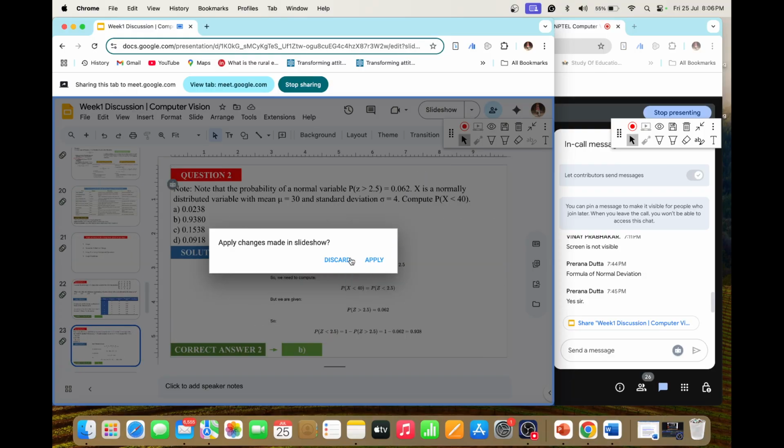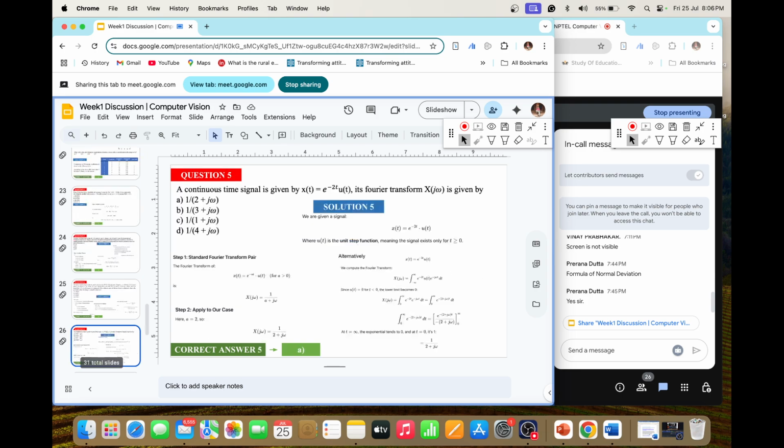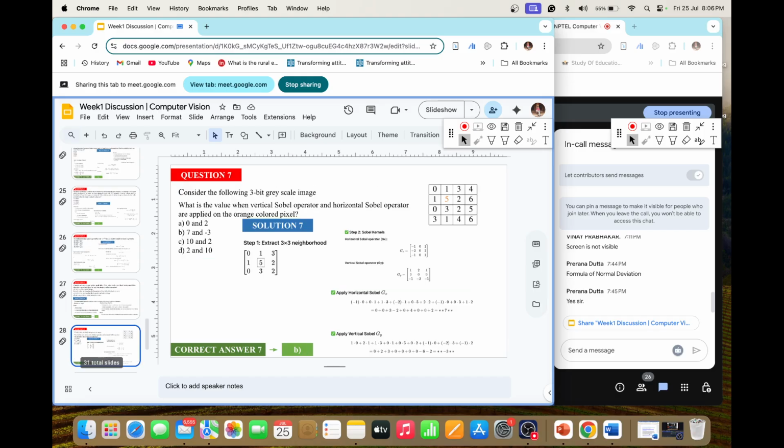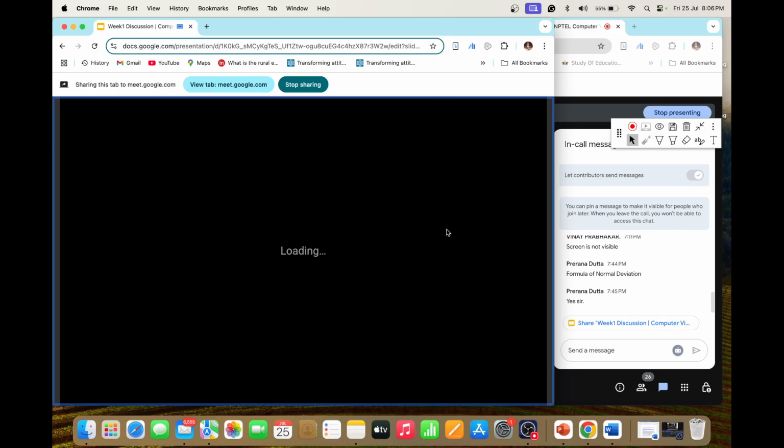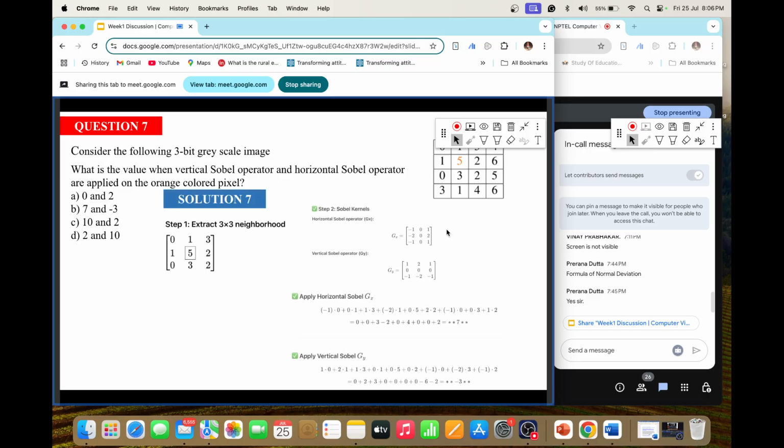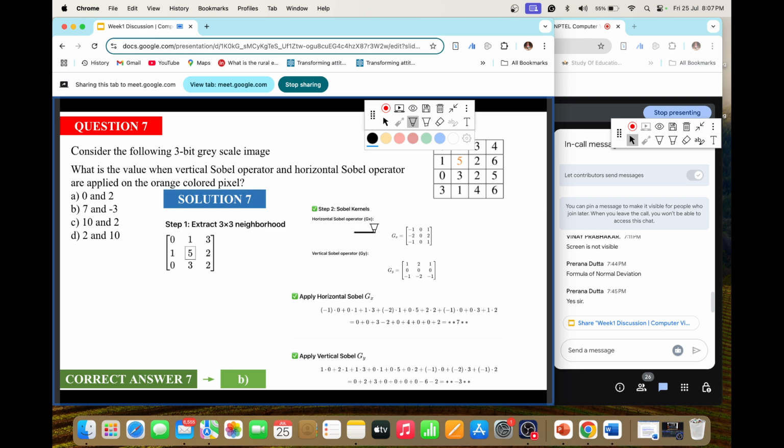So we were at this position. How will we approach the question? Very simple. First we extract the neighborhood of 5 as a 3 cross 3 region, because Sobel as well as Prewitt only give 3 cross 3 filters. So we first extract the 3 cross 3 neighborhood around the orange pixel, that is 5. This is the neighborhood that we have extracted. This is our horizontal Sobel operator and this is our vertical Sobel operator.